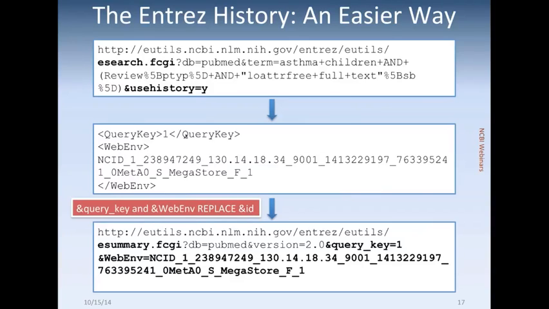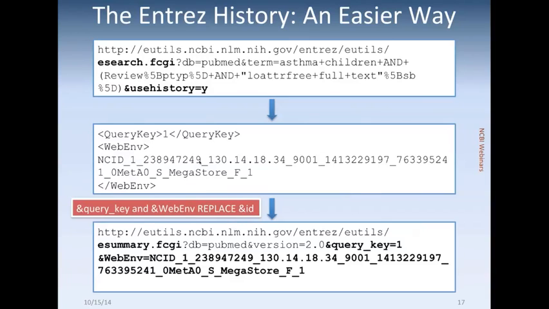One of them is called a query key, which is an integer that basically tells you what data set you're looking at, so that query key can increment, all right, and each set will be unique. But there's also a web environment string. This is a lot of gobbledygook, but don't worry about it. You just copy it and use it.